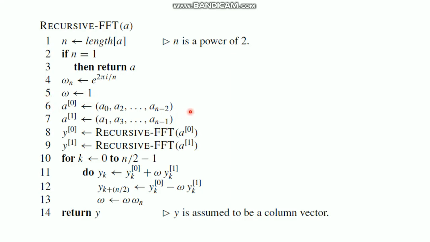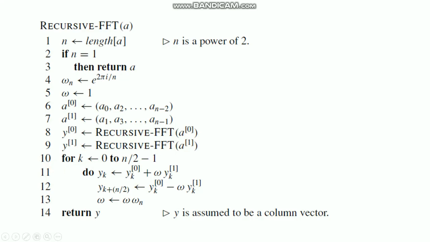And then, dito natin kinukuha yung pinaghati yung A natin. Dito natin nilalagay yung even and then dito natin nilalagay yung odd. 0 yung even kasi 0 daw yung ending ng mga indexes nila. And dito naman ay 1 yung ending ng mga indexes nila in binary. And then we apply recursive FFT for the even, then recursive FFT for the odd.